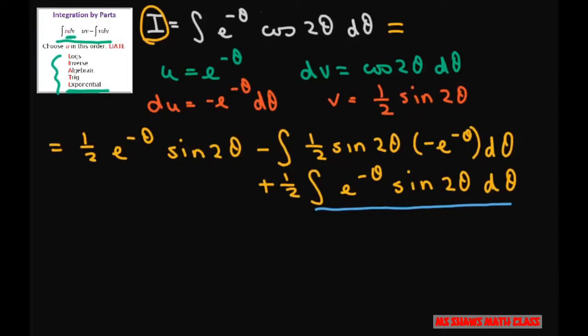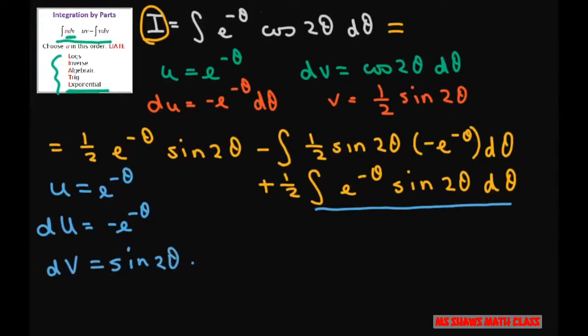So we're going to let our big U equal, we're doing it again, e to the negative theta, and therefore derivative of big U is going to be negative e to the negative theta, and we're going to let our derivative of big V equal everything else. So sine of 2 theta, d theta. Therefore, our V is just going to be negative 1/2 cosine of 2 theta.